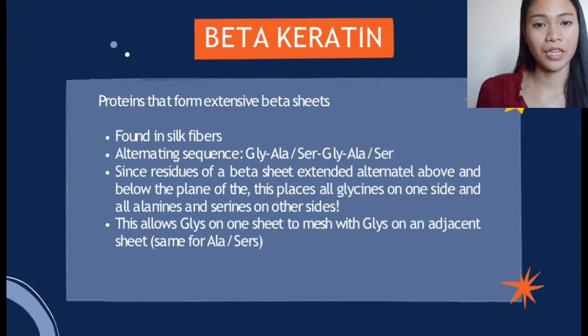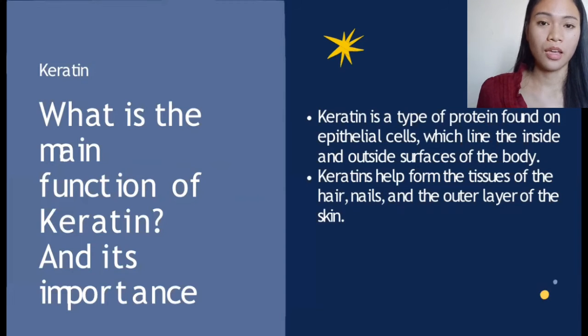So what are the importance and the main functions of keratin? Keratin is, as we have discussed, a type of protein found on epithelial cells, which line the outside surfaces of the body. So its function is to adhere cells to each other and to form a protective layer on the outside of the skin.